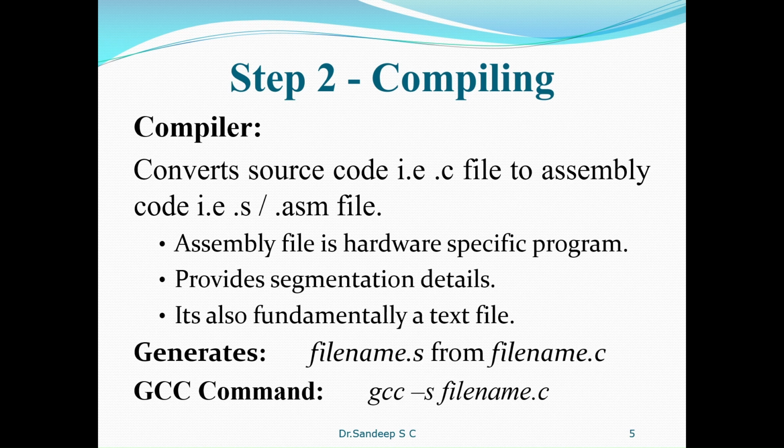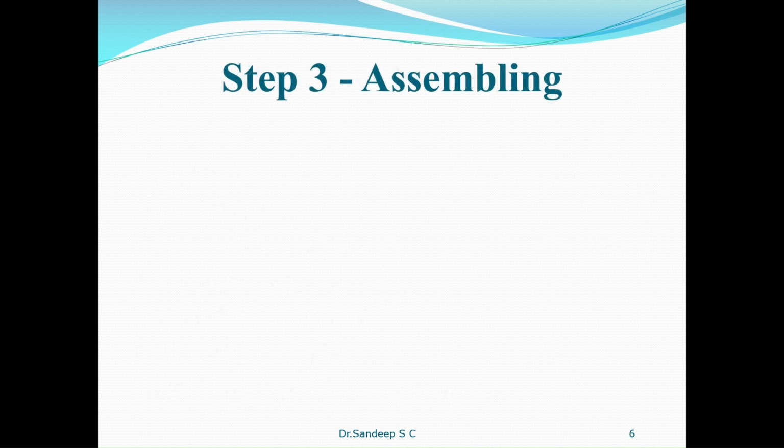Basically, this .asm or .s file, that is an assembly language file, is also a text file, so we will still be able to read the content of that. The extension will be either .s or .asm, depending on whether we will be compiling on Linux or Windows, depending on the compilers. So to generate this, we use the command gcc -S filename.c. So -S is a switch used to generate an assembly language file.